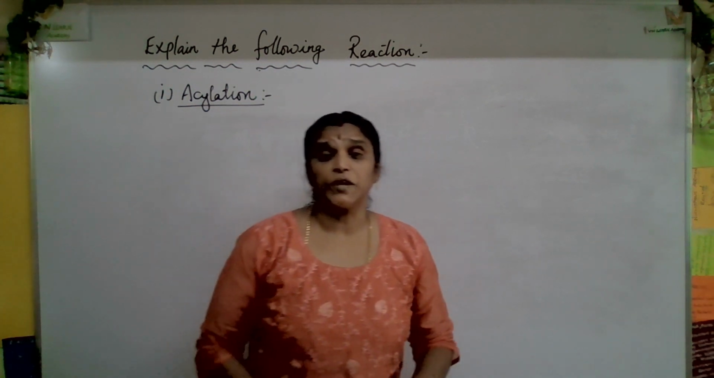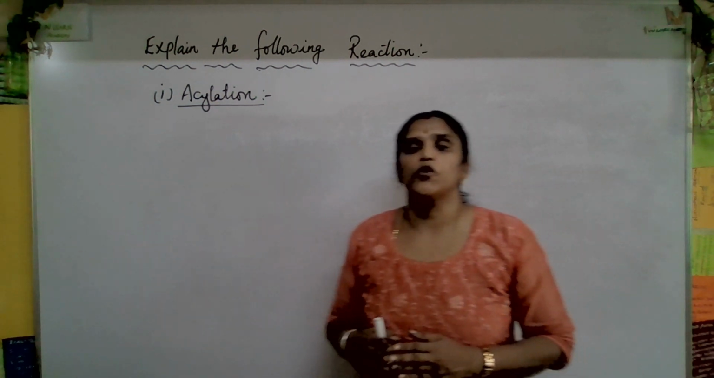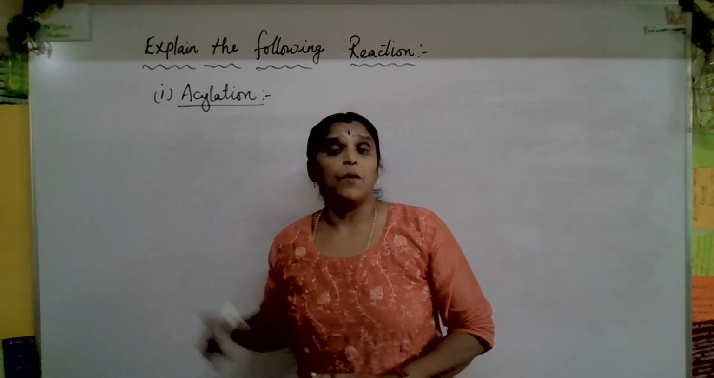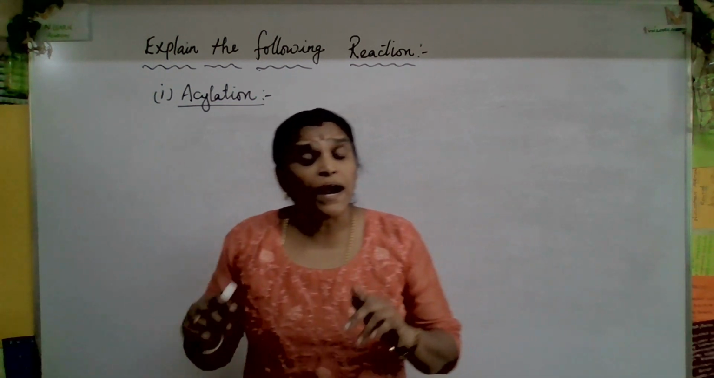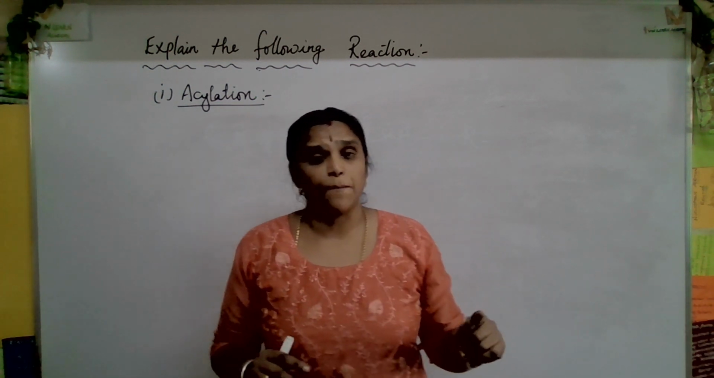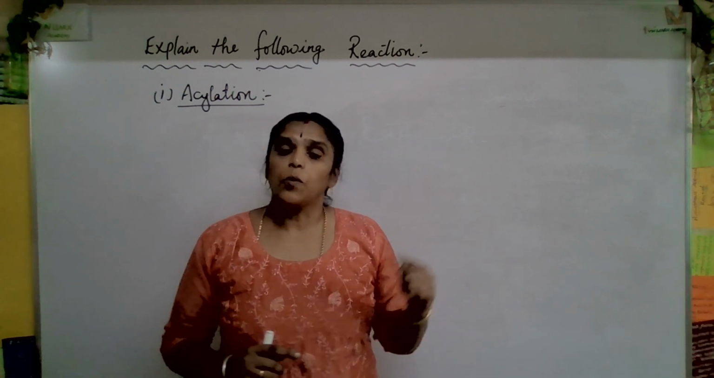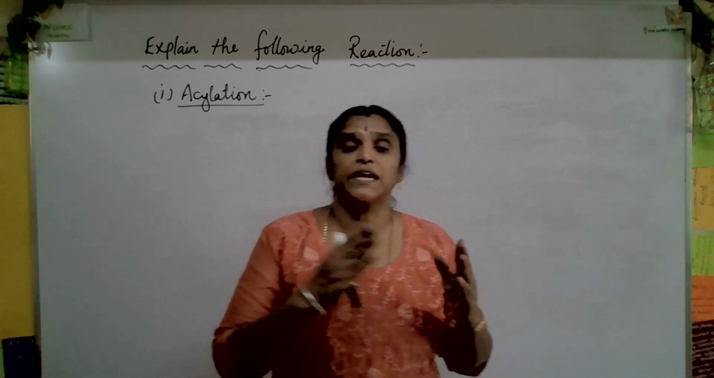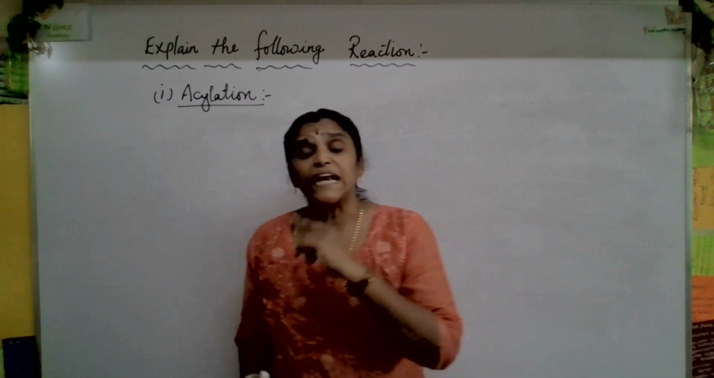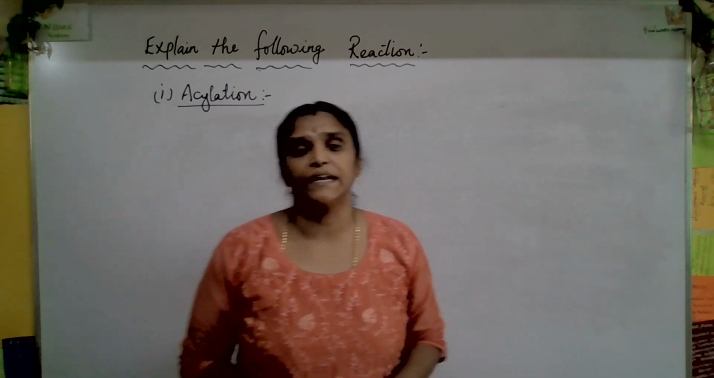Hello students, today we are going to see some important explanations of the following reaction: acylation. Acylation is nothing but the active hydrogen atom of an amine being replaced by an acyl group. What is the product you will get? You will get an N-substituted amide. What is the catalyst we are using? We are using pyridine, a strong base.